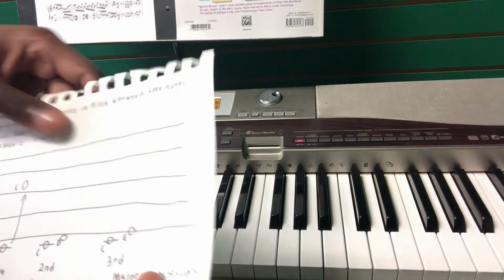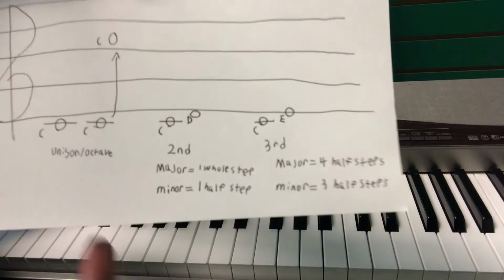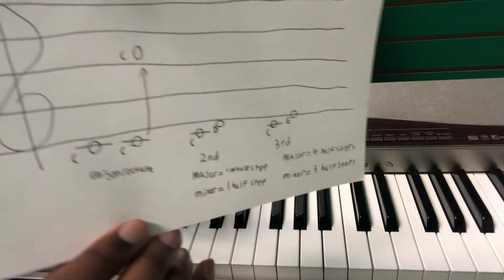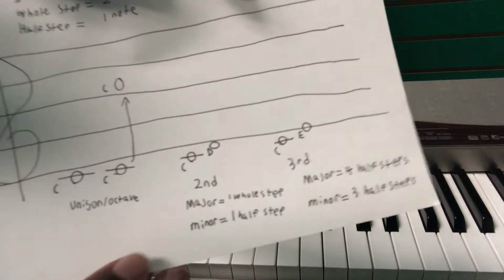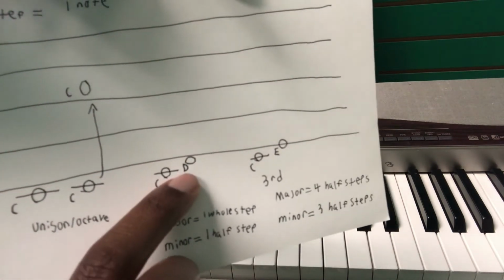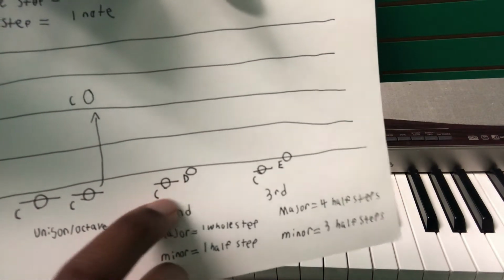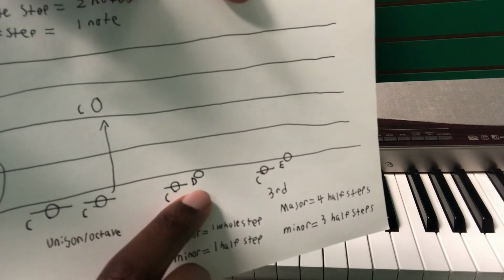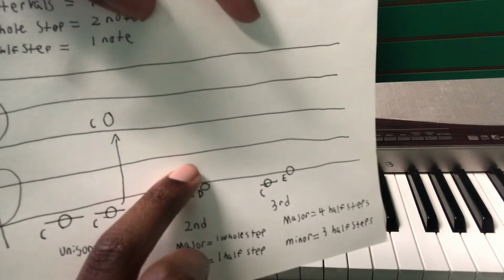Let's take a look at a second. A second is just when you have one note and then you go up 1. So from C to D is a second. From E to F would be a second.